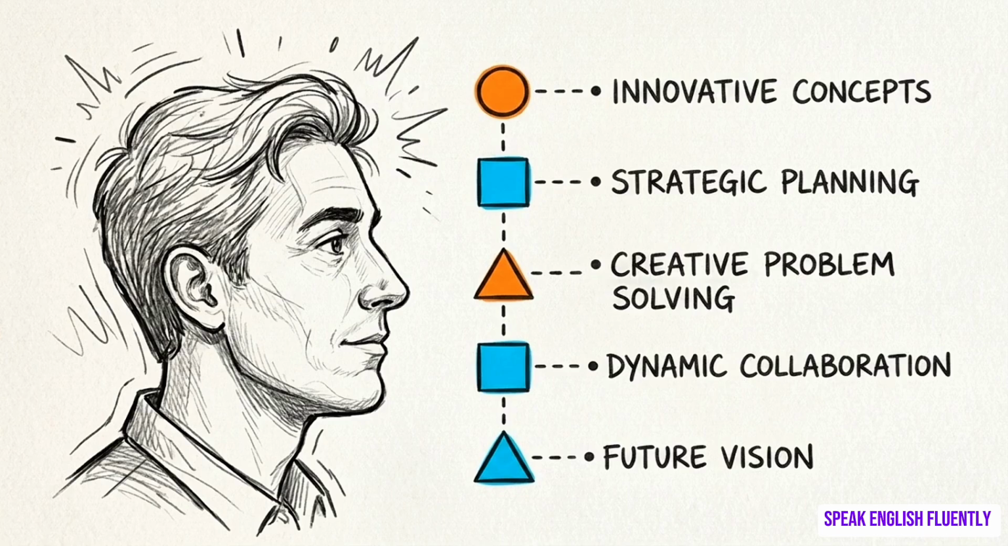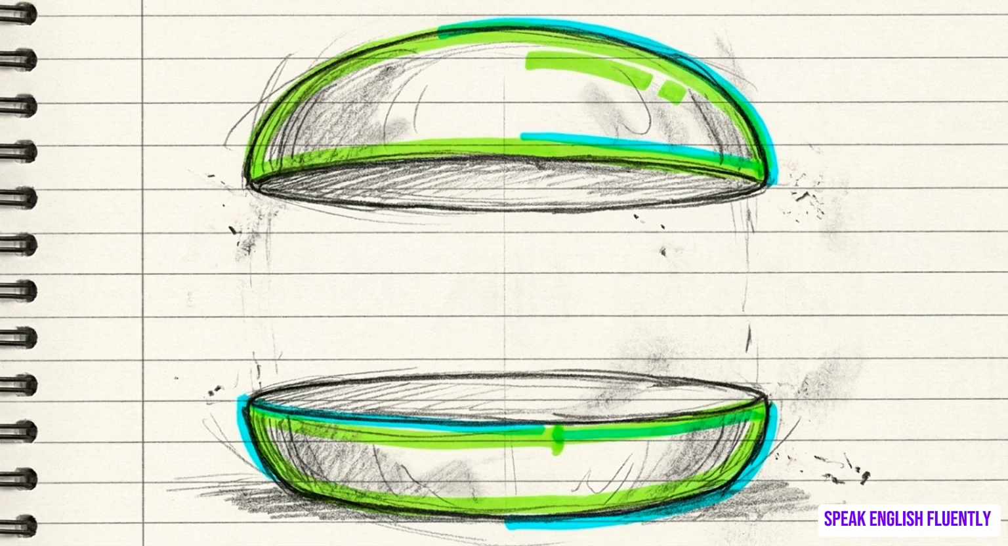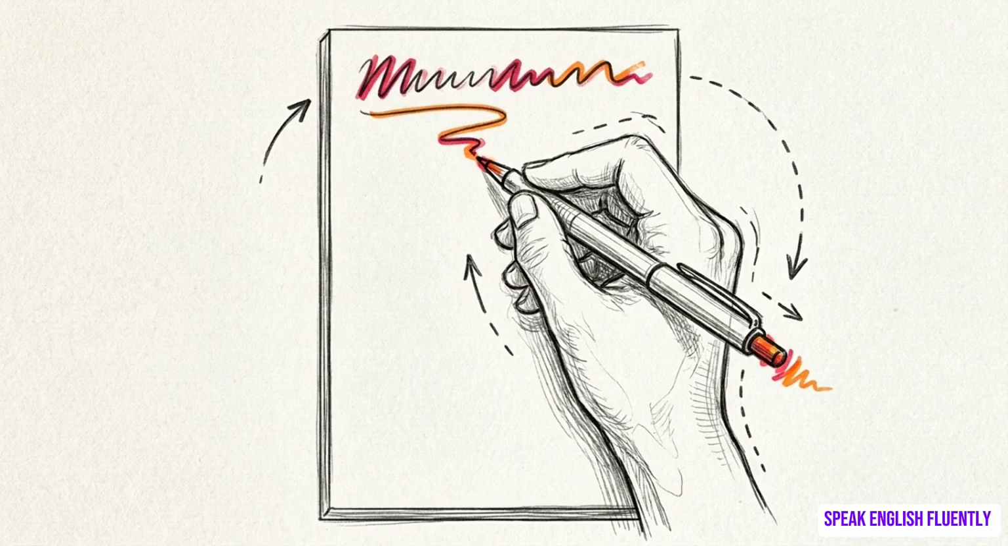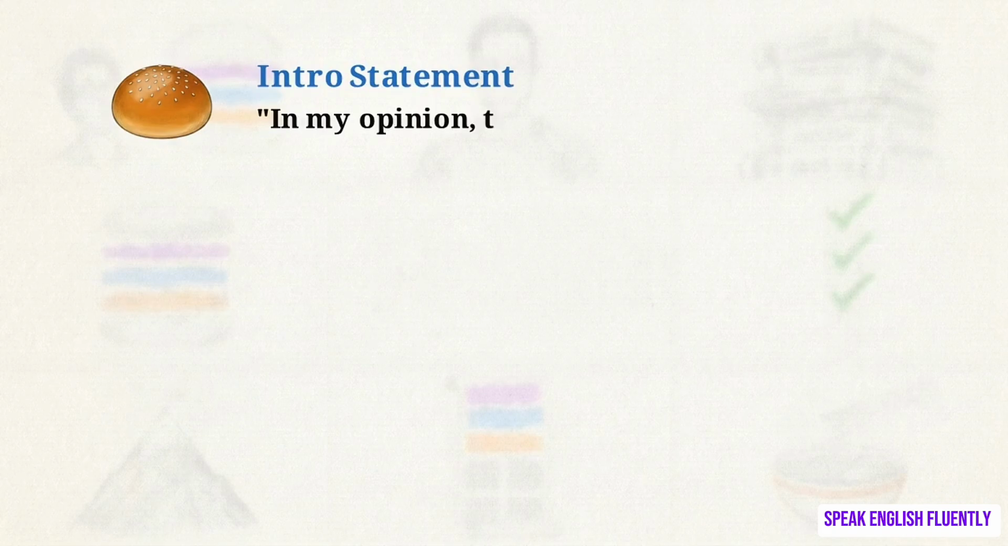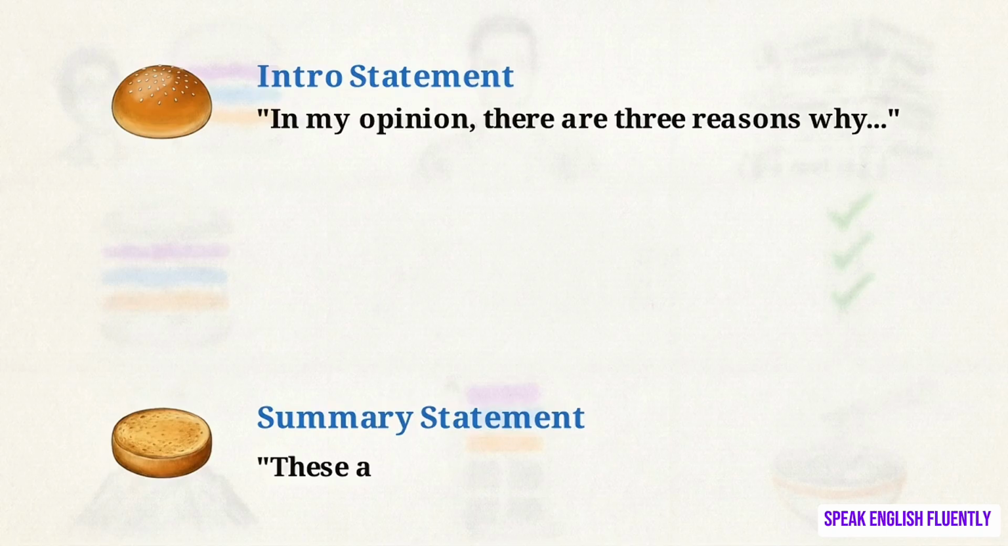Speaking with fluency requires a reliable mental structure that allows you to deploy your existing vocabulary with confidence and speed. Step 1 is building the reason sandwich to frame your entire answer. This structure uses two buns. The introduction statement connects your thoughts directly to the listener's question, while the summary statement at the end signals that you've finished your point. For your top bun, write, "In my opinion, there are 3 reasons why." Then for the bottom bun, write, "These are the 3 reasons why I think."